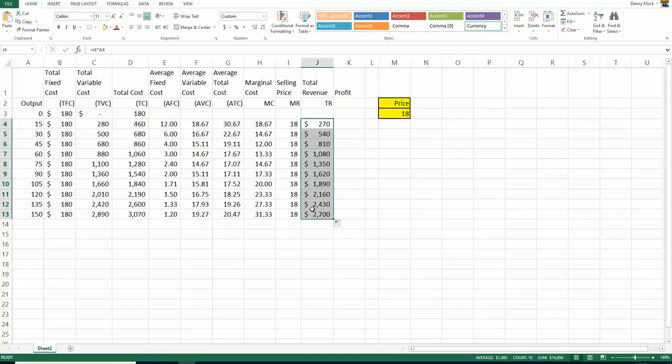Maybe I should produce at 150 output. Look at the total revenue is at its highest. But an economist would say, no, we're not done yet. We have to figure out the profit. And for the profit, here I'm going to start in row 3 because I want to see what the profit is if I don't produce anything. Basically, if I shut down, what's my profit going to be?